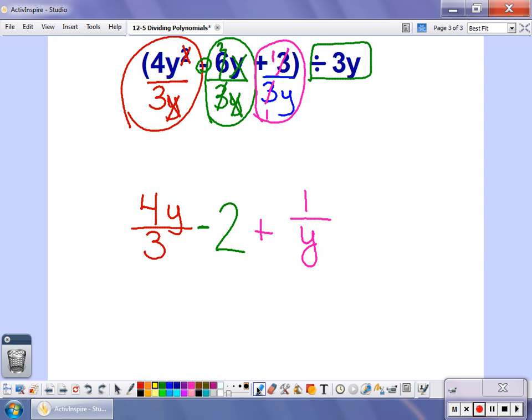So now look at this answer. This one looks really strange. It's 4y over 3 minus 2 plus 1 over y. And I leave my answer just like that because I don't have anything that can be combined. I don't have any like terms. I don't have a common denominator. So this is my answer, even though it looks like I must have done something wrong.